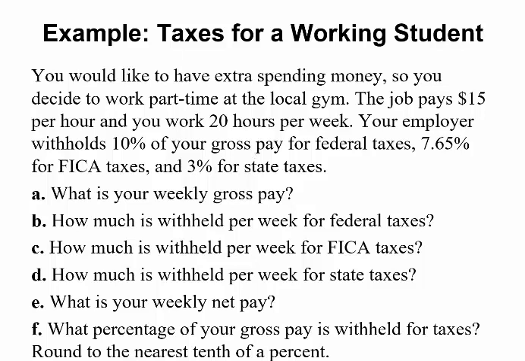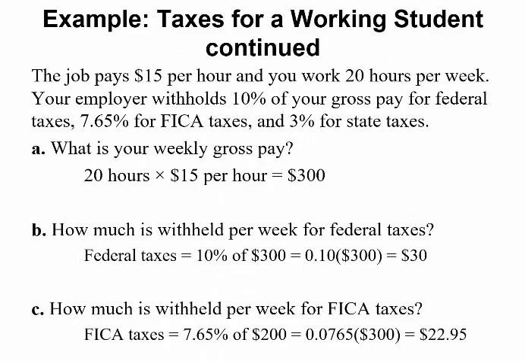Well, first off, what is your weekly gross pay? You're working 20 hours a week, getting paid $15 an hour, so you're getting $300 a week as your gross pay. But you're not getting that amount in your paycheck. So how much is your paycheck? The federal government keeps 10% of it. So you take 0.10 times 300. The federal government keeps $30 of your paycheck.